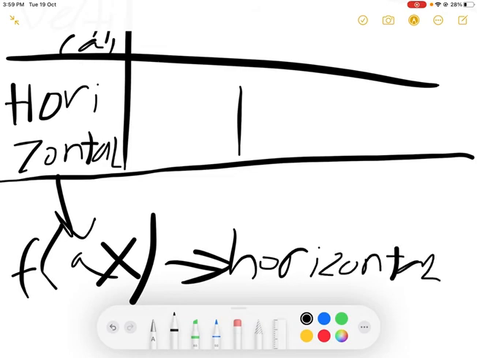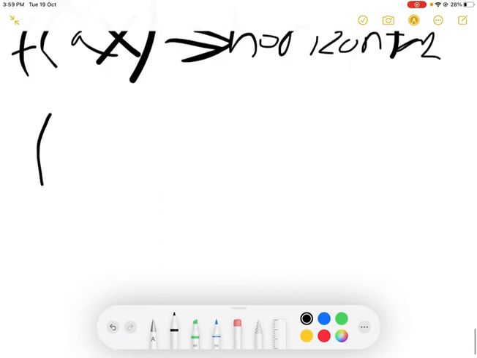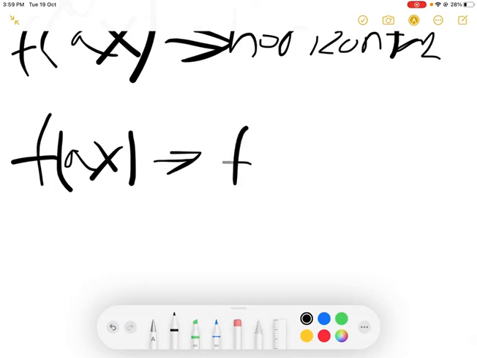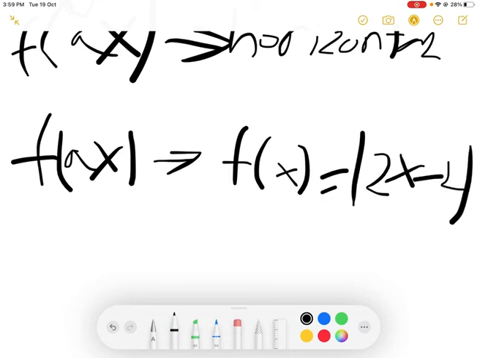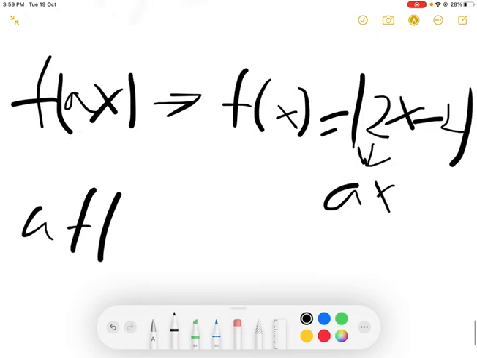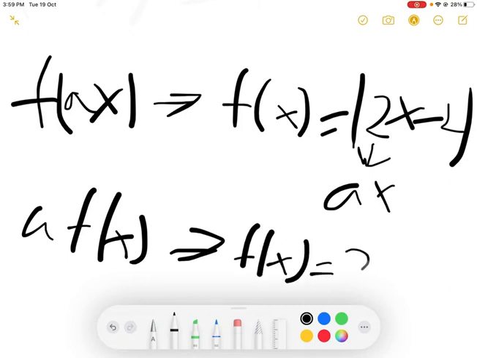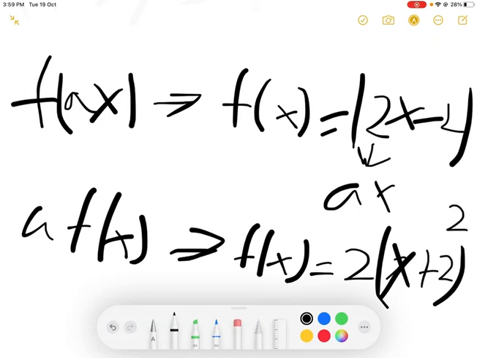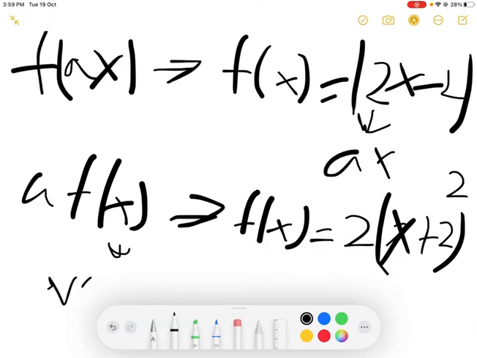So how do you know if an equation is a f(x) or f(a x)? In f(a x), the slope is always with the x inside the function. Like the function f(x) equals absolute value of 2x minus 2. This is an f(a x) because a, which is the slope, is inside with the x. But an a f(x) would be f(x) equals 2 times (x plus 2) squared. That's an a f(x), which is vertical, and that's horizontal.